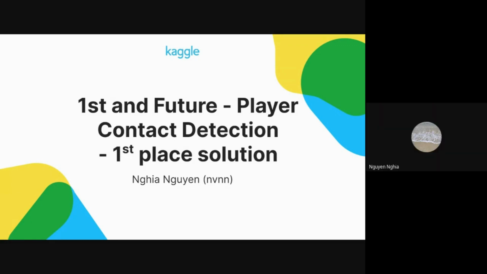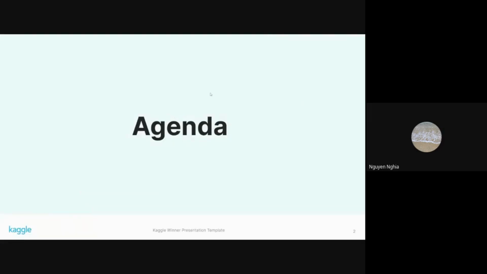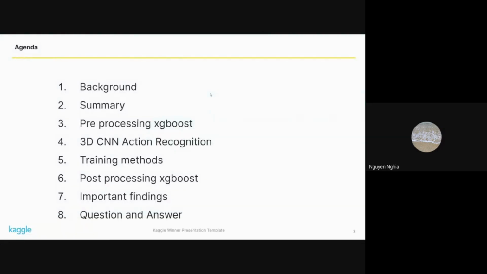Okay, so I will present my solution for the first-place solution in the NFL player contact detection competition on Kaggle. The agenda includes the background, summary, pre-processing attributes, 3D CNN action recognition, training methods, post-processing attributes, important findings, and then question and answer.